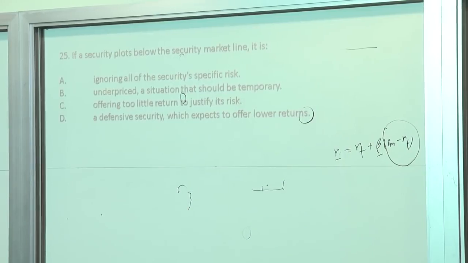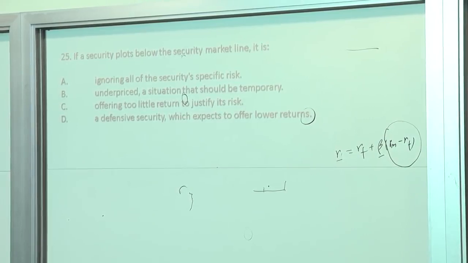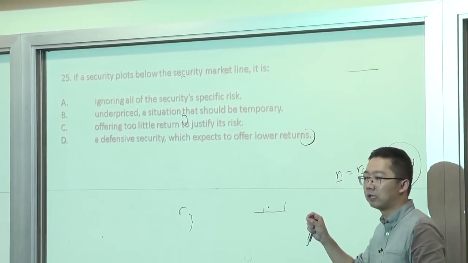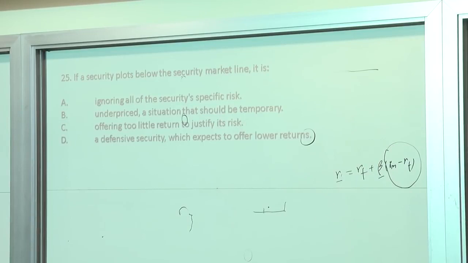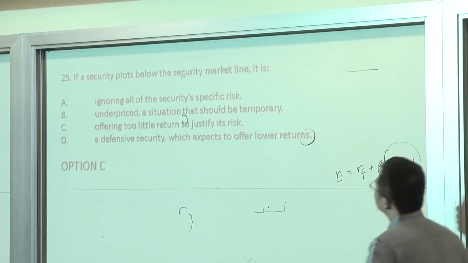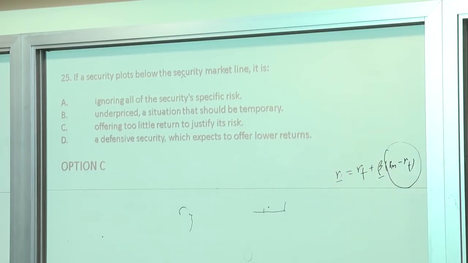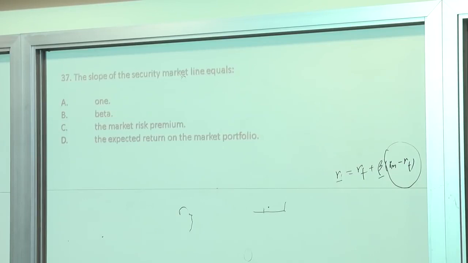So if a security plots below the security market line, it is what? So we are taking this beta, but this stock gives us a return that's lower than what we expect, right? It is offering too little return to justify its risk. The slope of the security market line is the market risk premium, RM minus RF.